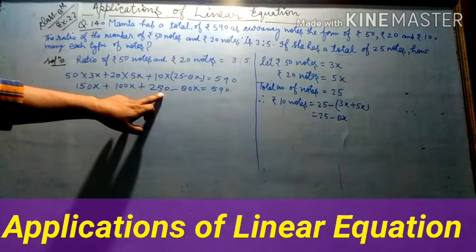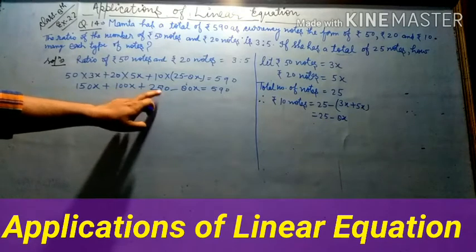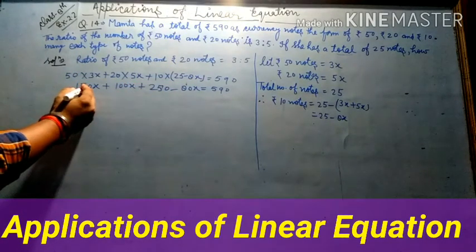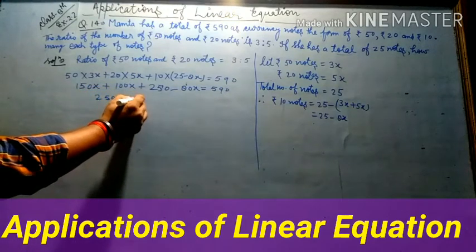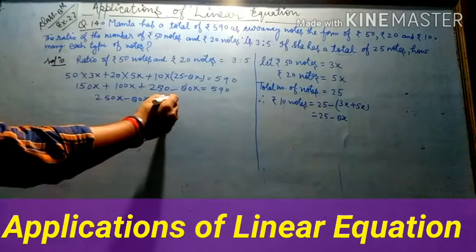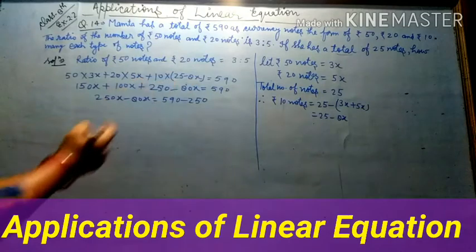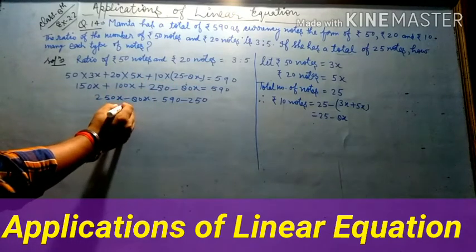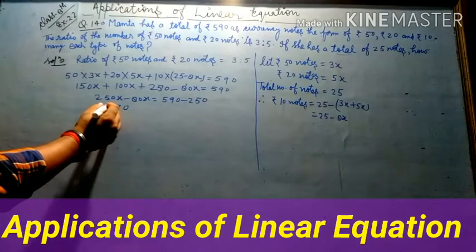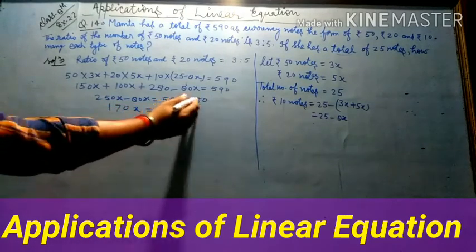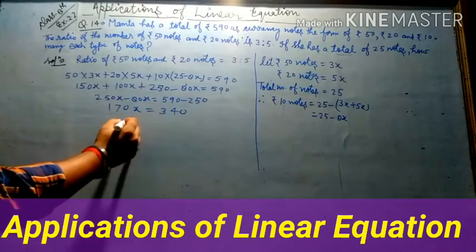This is the non-x number, you will send to the other side. 150x and 100x is 250x, minus 80x equals 590 minus 250, because this will go to the other side. 250 minus 80 is 170x. 590 minus 250: 0 minus 0 is 0, 9 minus 5 is 4, 5 minus 2 is 3.